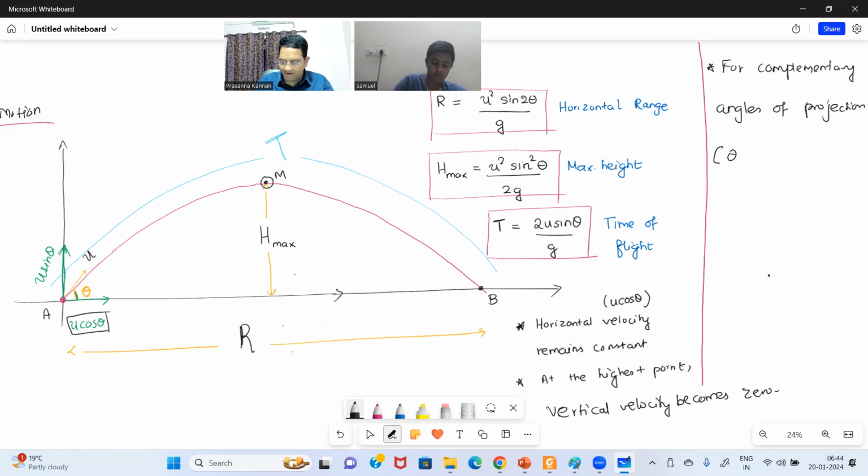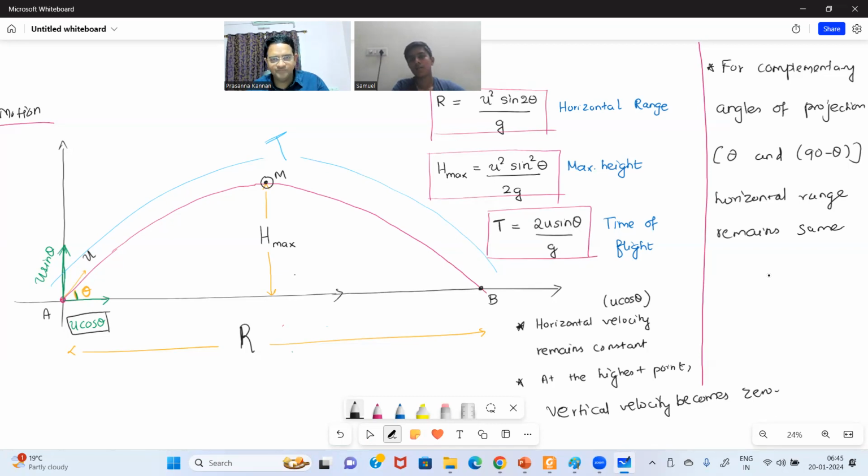That means theta and 90 minus theta. Horizontal range remains same for complementary angles of projection. That means whether you project it at 30 degrees or 60 degrees. 30 and 60 are complementary angles, correct? Yes, because if you add the two angles, you get 90 degrees. So for complementary angles of projection, horizontal range remains same.